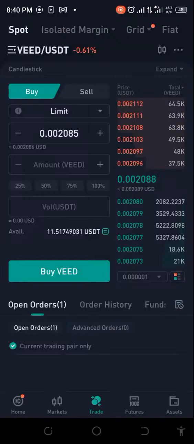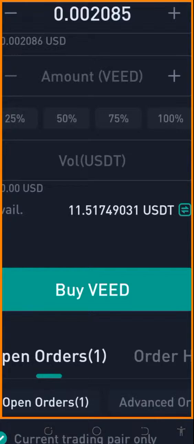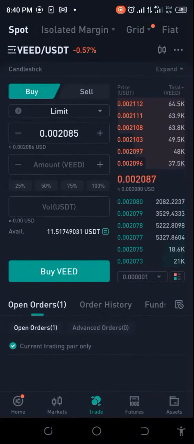Okay, so I've put in my verifications and let's see how it went. We have 11.51. Actually, we should have gotten more, but as you can see, the price has been fluctuating up and down. We were able to sell it at 0.002085. That's how much we sold it. Now it changed to 87.